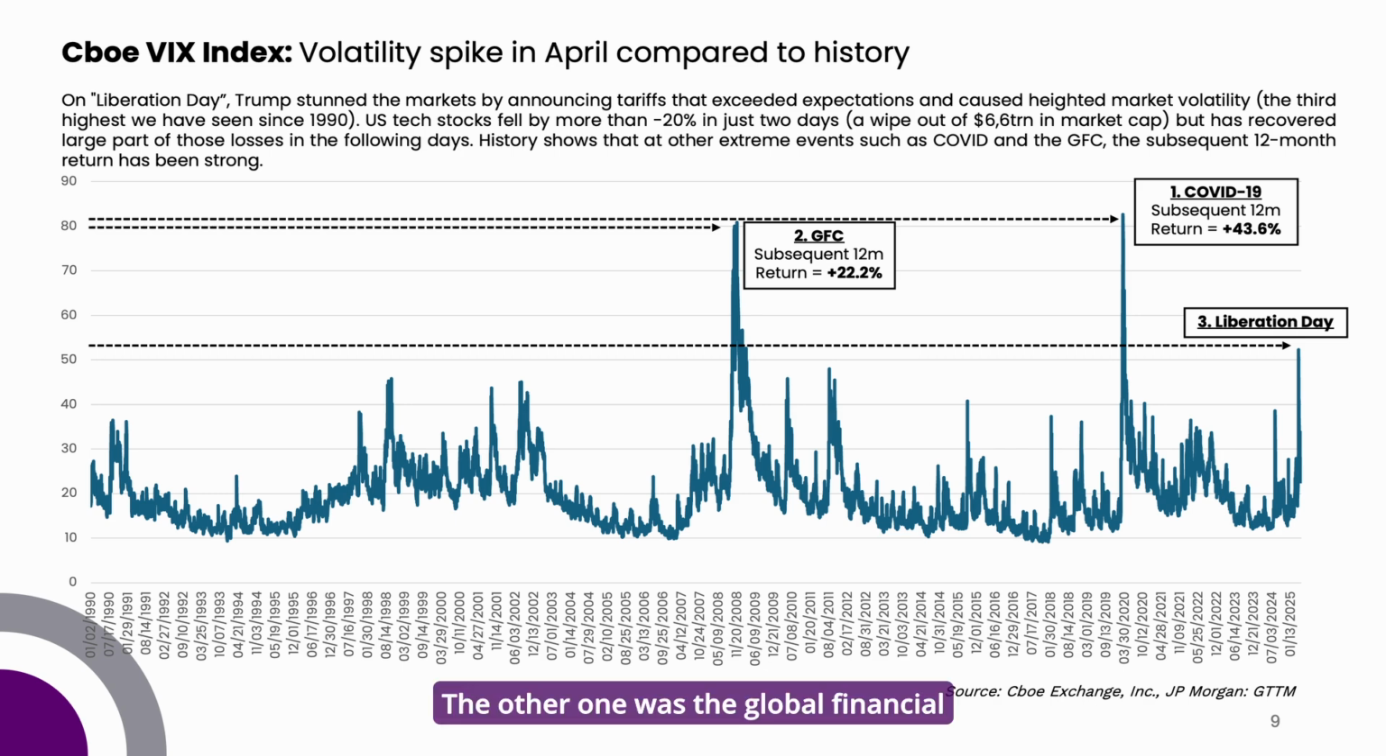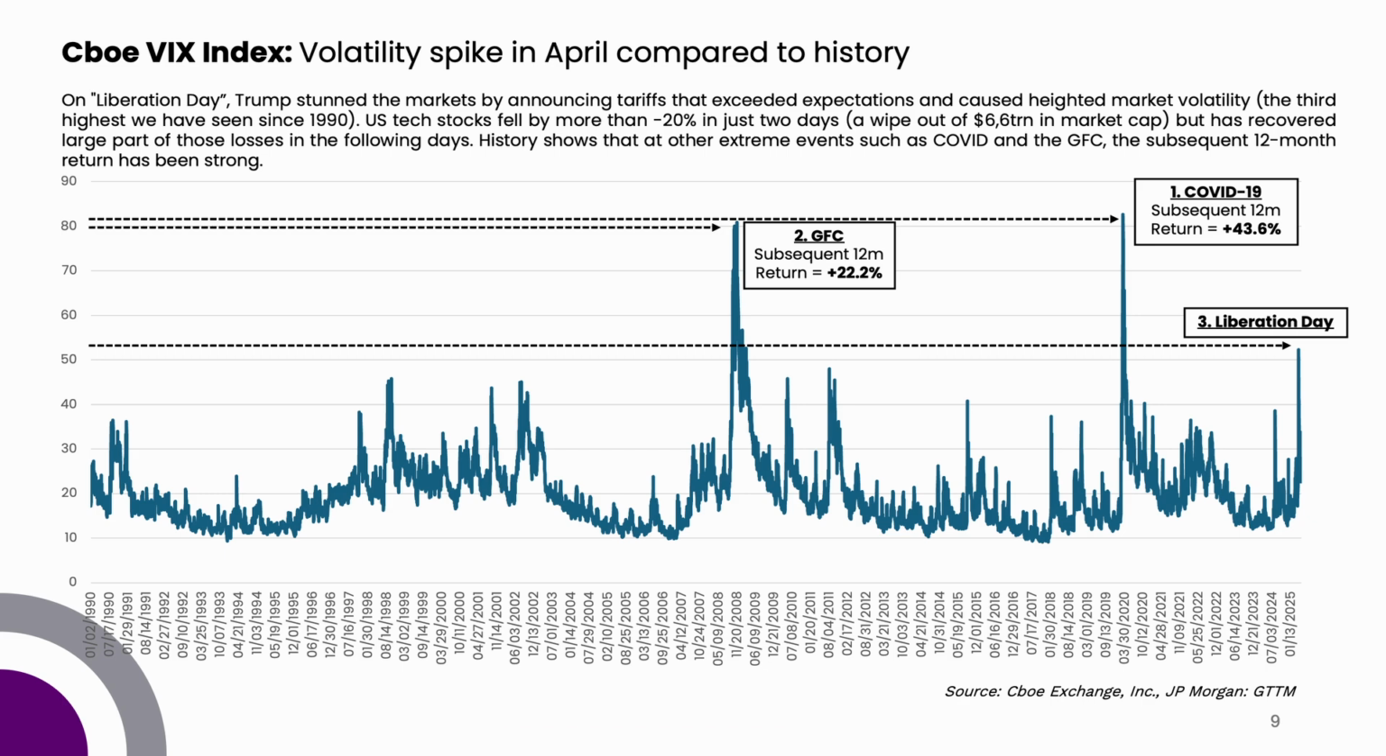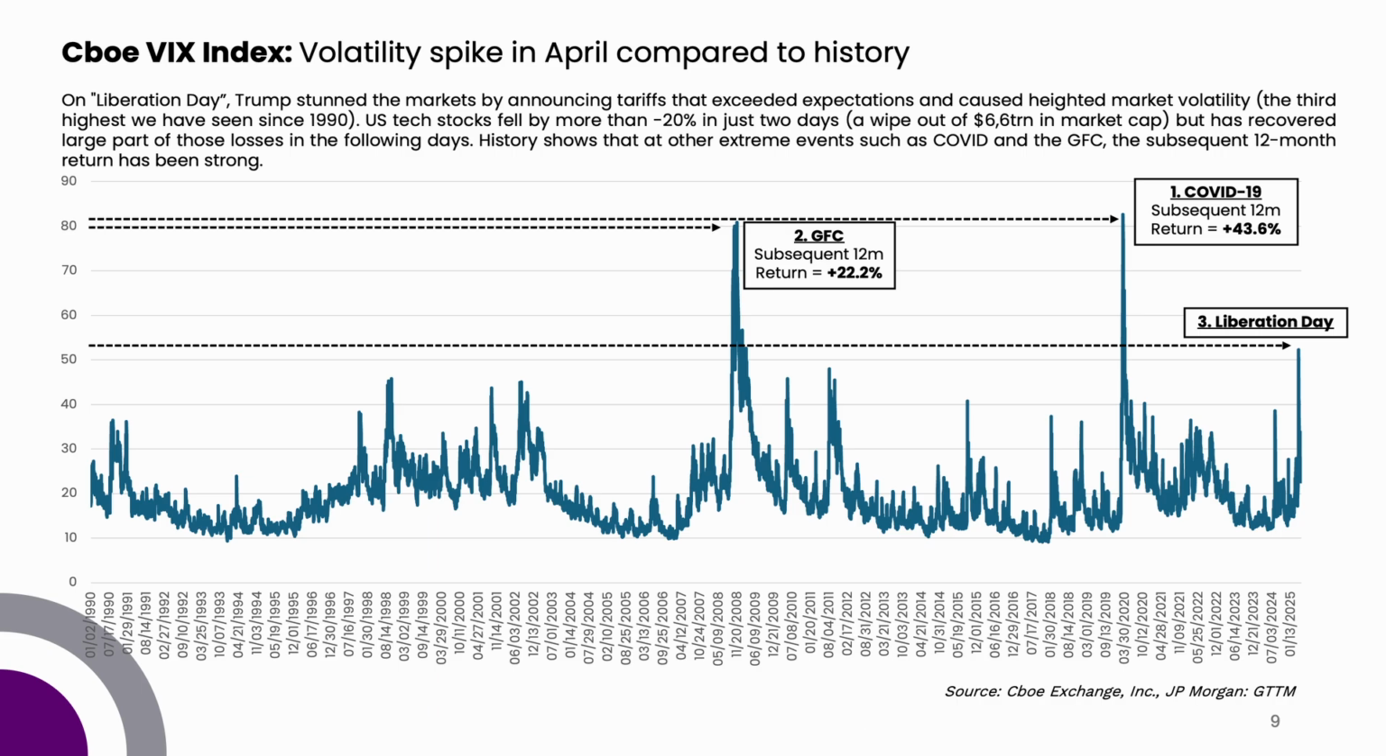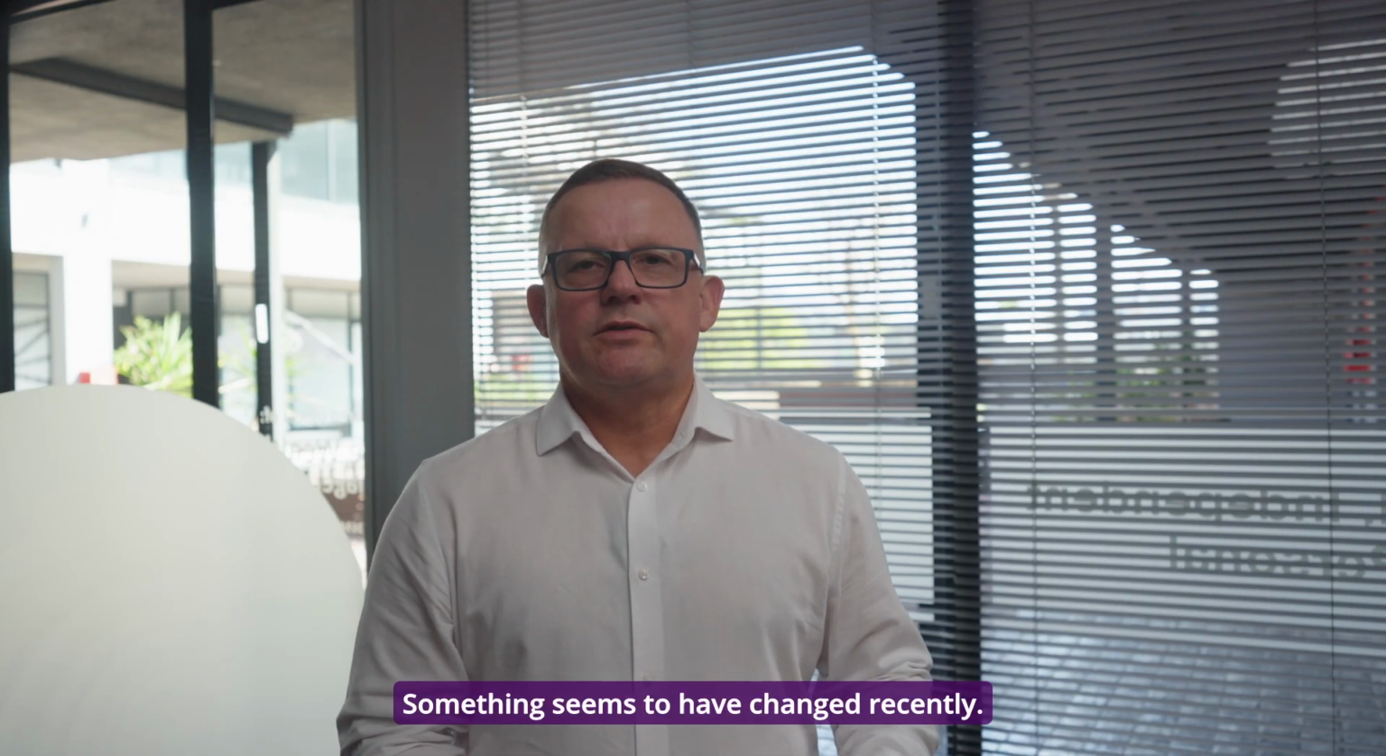The other one was the global financial crisis back in 2008. And again, extreme circumstance was the second worst period. But the uncertainty that followed the tariff announcements after Liberation Day was actually the third highest period that this index got to. So just showing how much uncertainty there was in the market. Something seems to have changed recently.